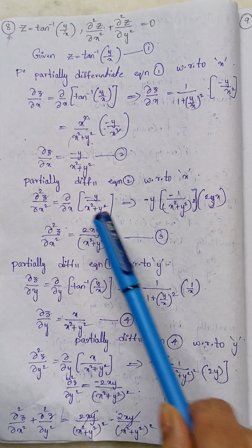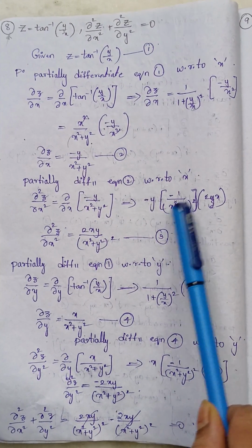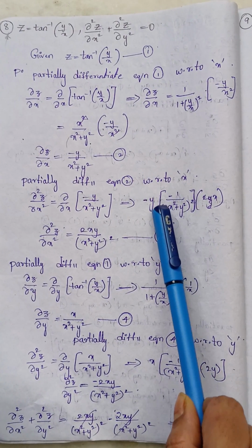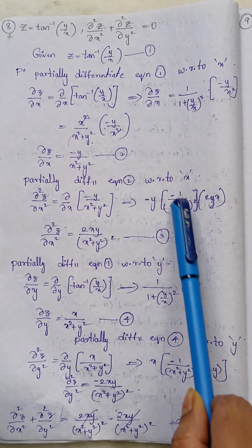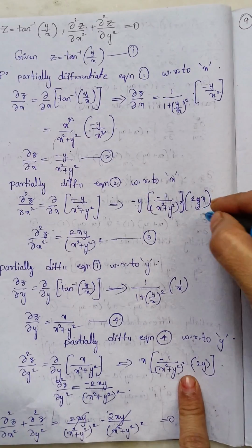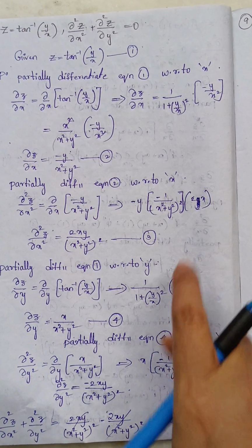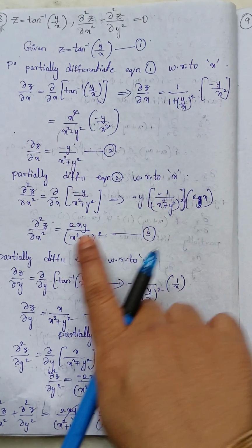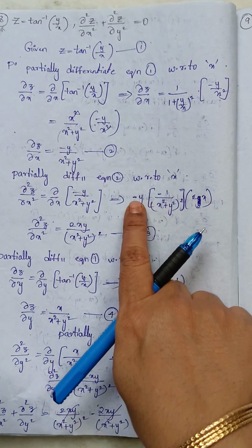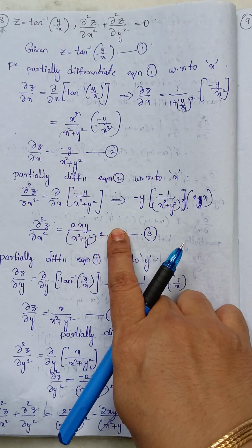So minus 1 by, instead of x, this part x square plus y square. Differentiate this with respect to x: the derivative of x square is 2x and the derivative of y square is 0. So here it is nothing but minus into minus, plus 2xy by x square plus y square whole square.